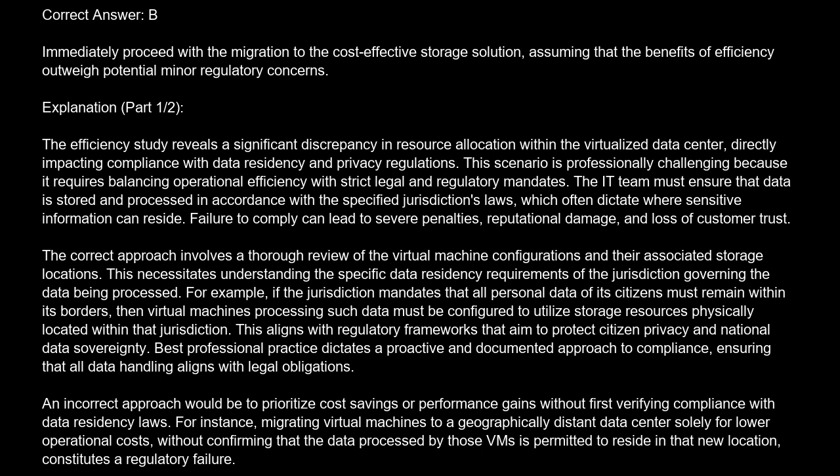The correct approach involves a thorough review of the virtual machine configurations and their associated storage locations. This necessitates understanding the specific data residency requirements of the jurisdiction governing the data being processed. For example, if the jurisdiction mandates that all personal data of its citizens must remain within its borders, then virtual machines processing such data must be configured to utilize storage resources physically located within that jurisdiction. This aligns with regulatory frameworks that aim to protect citizen privacy and national data sovereignty.